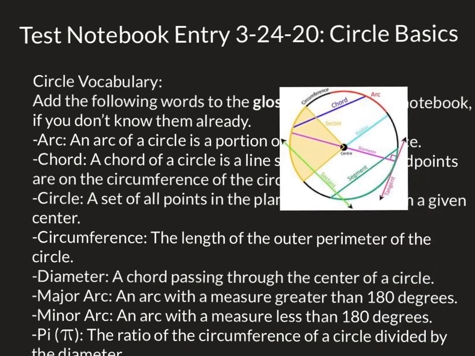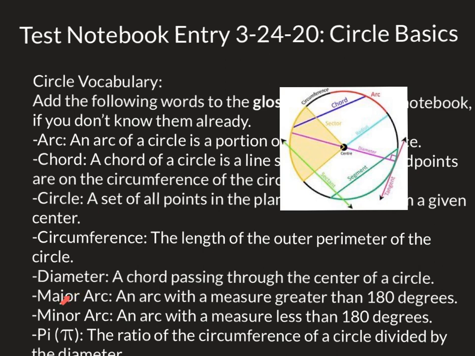The diameter is the length of a chord that passes through the center of the circle. So a chord has to go from one point on the circle to another point on the circle. A diameter is a special chord that goes through the center.